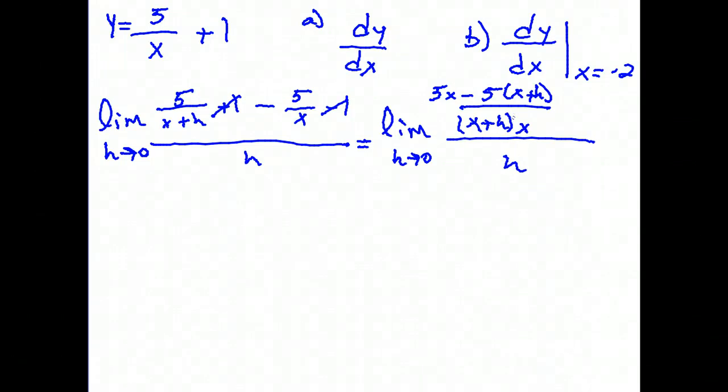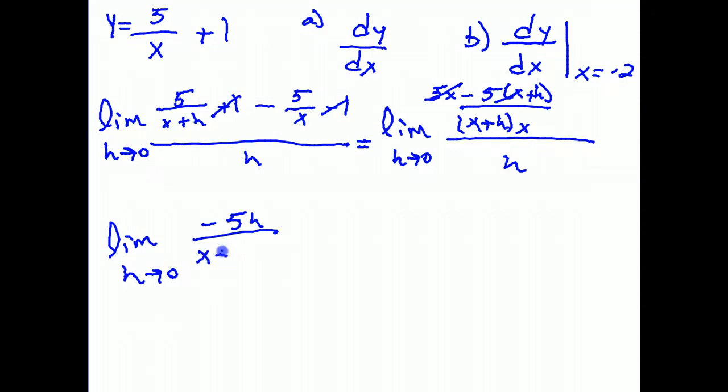And the h is going to come up into the denominator, and so we're going to get the limit as h approaches 0 of, well, 5x minus 5x, that's going to cancel with that. And then we're going to get a negative 5h all over, well, down here we're going to have the x plus h times x times h, because remember, when we divide a quantity by another quantity and then divide that quotient by another quantity, that is the same thing as putting the third quantity into the denominator of the first.